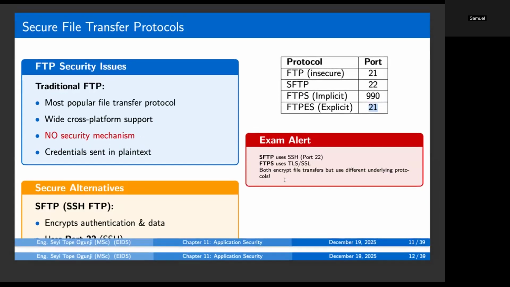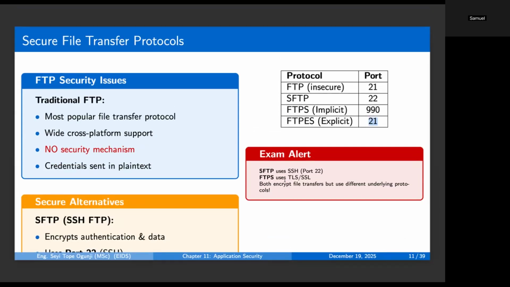This port number, should you put it in memory? Yeah, they are very easy to memorize. Yeah, it's cool if one can memorize them. It's cool.